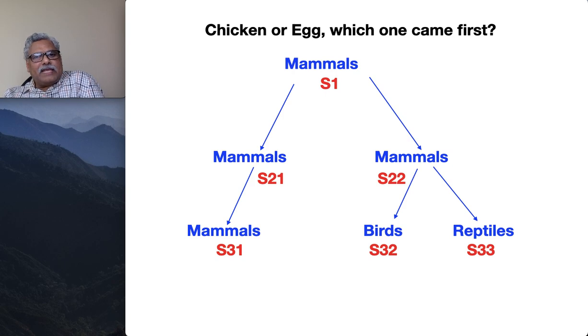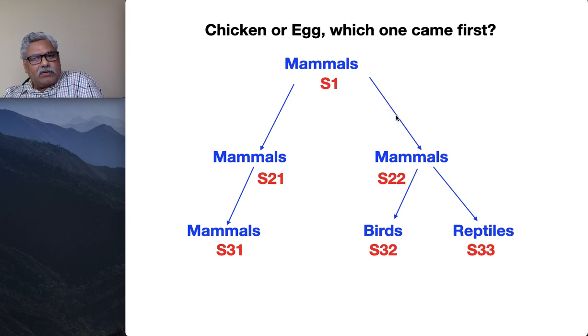So the age-old question, we know that a lot of people ask which one came first, a chicken or egg? So the answer to the question is mammals. So this is the first generation mammal, and then second generation mammal. This could be second generation S21 and S22. We can call it that way.